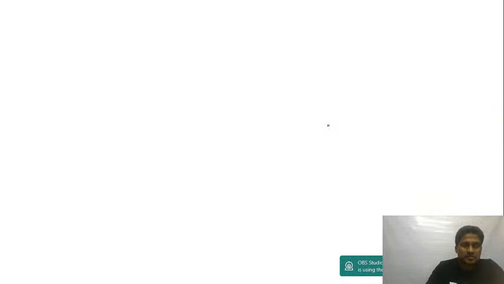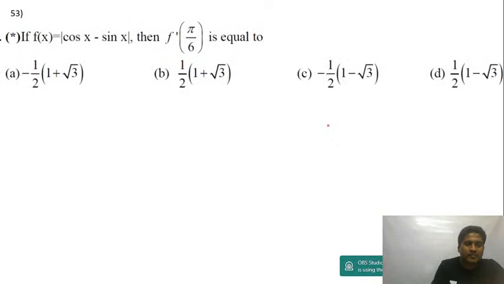Let's move to the next question, question number 53. Okay, good question. f of x is equal to mod of cos x minus sin x, and x is equal to pi by 6. Okay, note this. Let me convince you like this. You've done this in 11th standard.